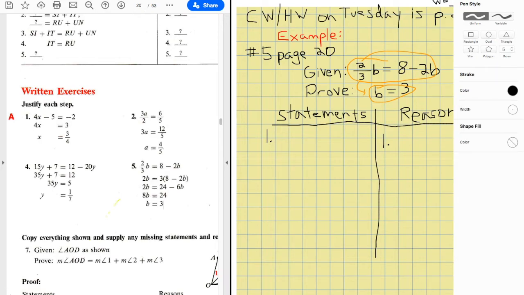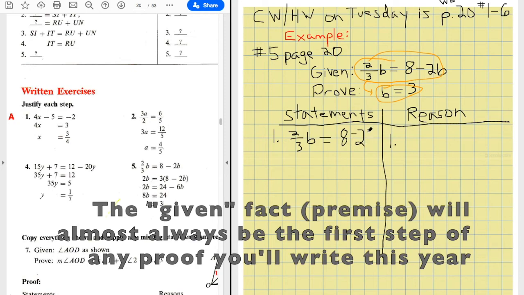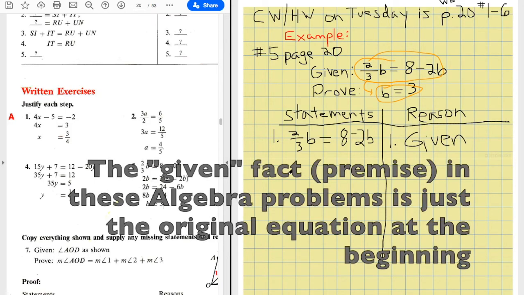Okay, get out of my way, pen. All right, so let's do this. The first step to a proof is my first statement. What is my first statement? Well, that's what we're starting with, my given premise: 2/3 b equals 8 minus 2b. The reason I know that is true is that it was given to us. It was a true given premise. They're not lying to us. They're giving an equation that they know is true, and then we've got to work with it.